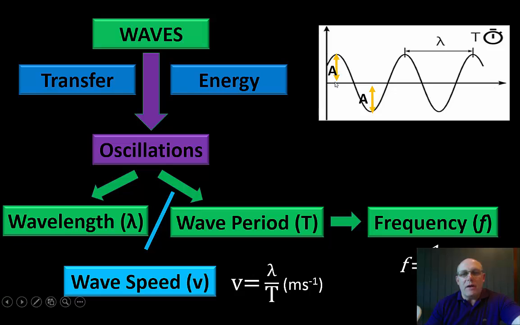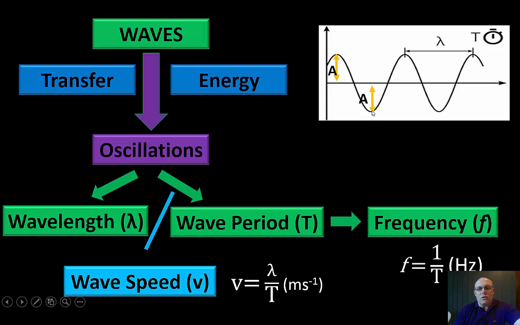Obviously, the amplitude of the wave is the distance from the center line or the rest position of the wave to the crest, and to the bottom of the wave, which is called the trough. And then we've got our wavelength, which is the distance from one part of the wave to the same part of the wave down there.